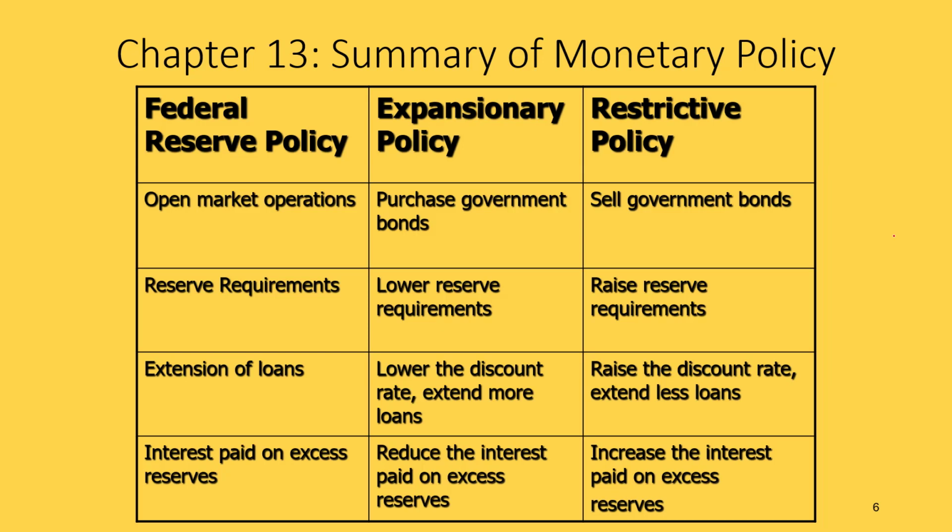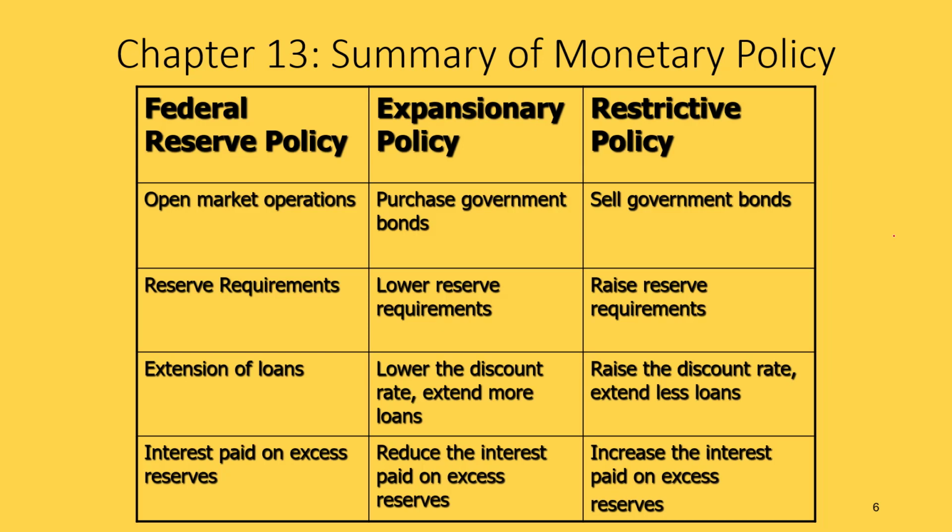As we just talked about, expansionary policy also involves lowering the reserve requirements to increase the size of the multiplier. Restrictive policy involves raising those reserve requirements to decrease the size of that multiplier. Now, another way that the Fed can control monetary policy is by changing the interest rate that they charge commercial banks, which is known as the discount rate.